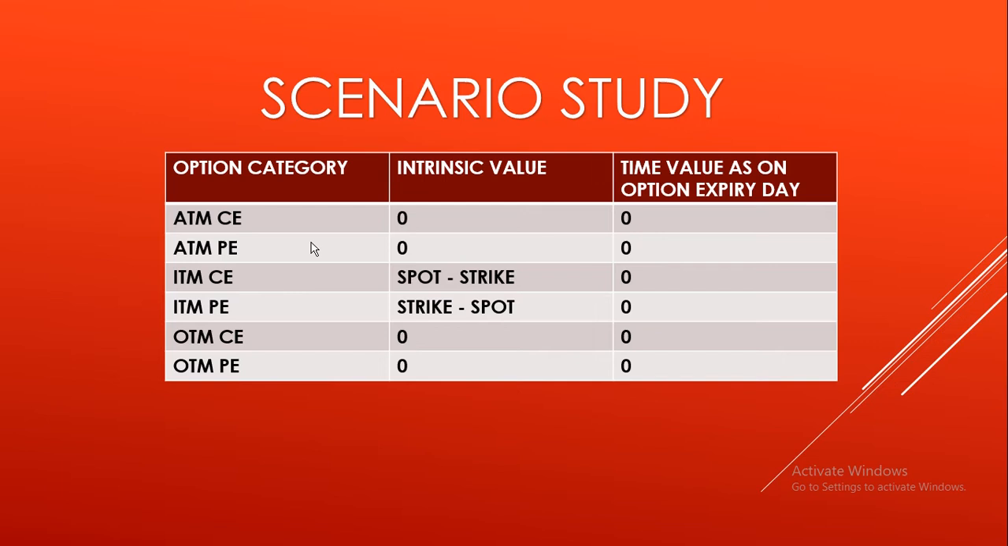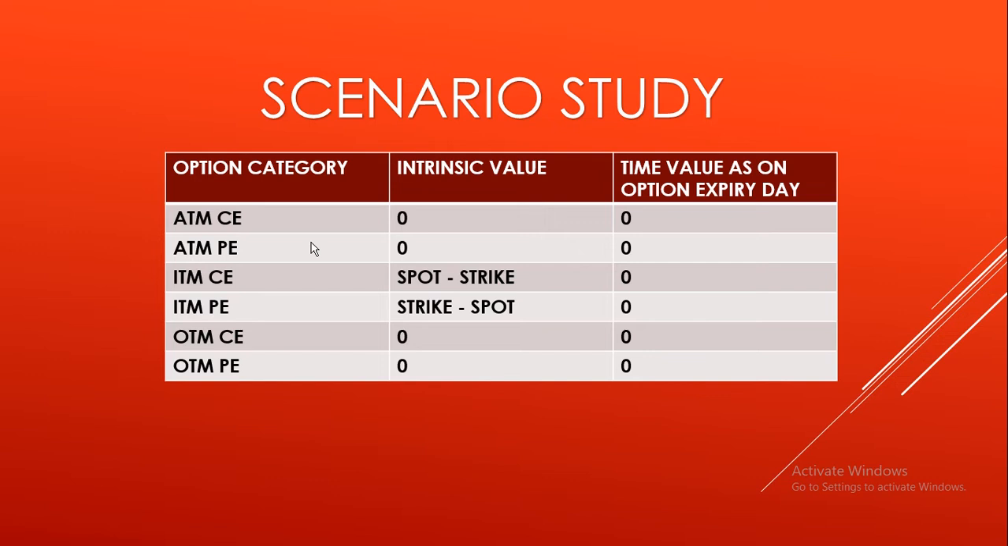If you are having a right to sell the market at 17,900 but the market is at 18,000, you will not use that option. Or if you are holding the right to buy the market at 18,100 and the market itself is at 18,000, you will not buy the market to make a 100-point loss. So there's absolutely no use. So for OTM CE and PE, the intrinsic value is also 0.